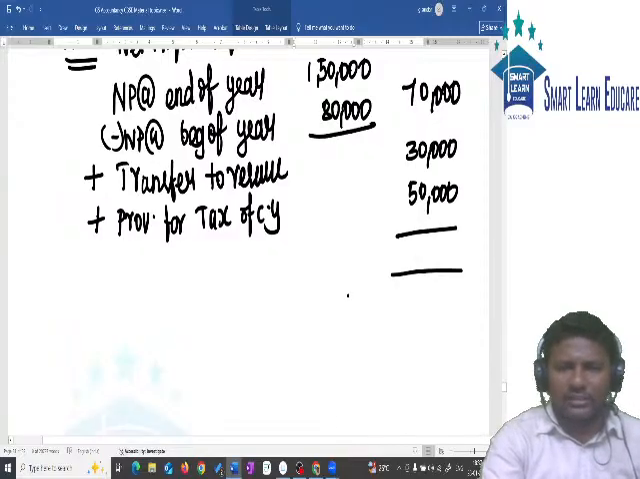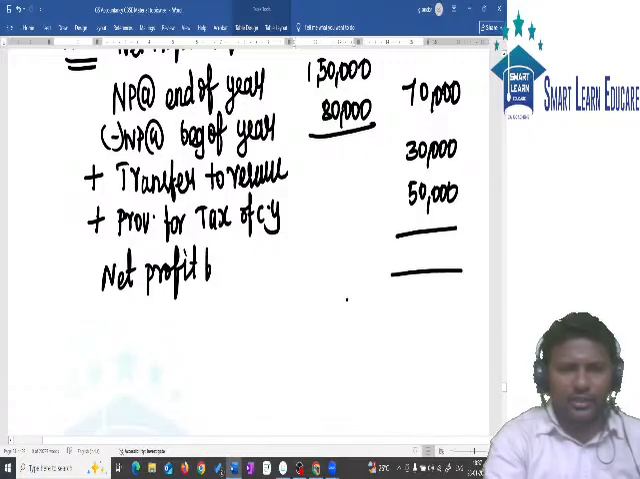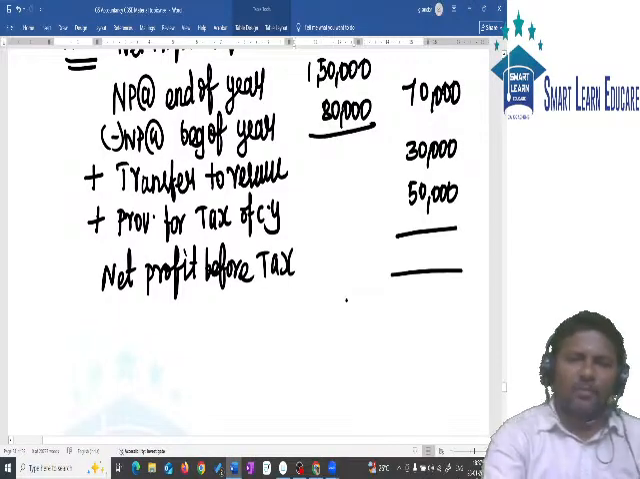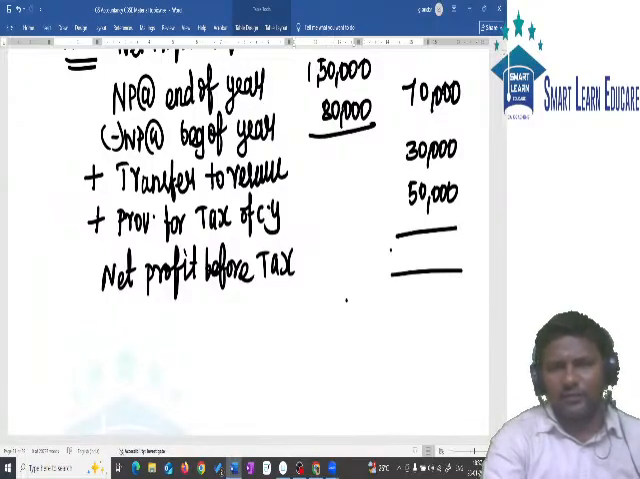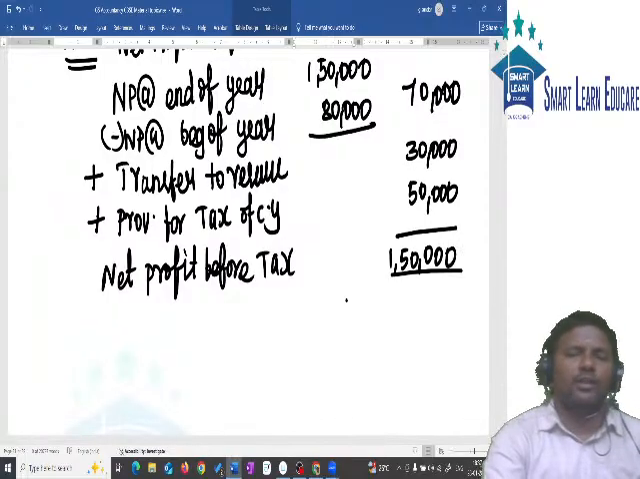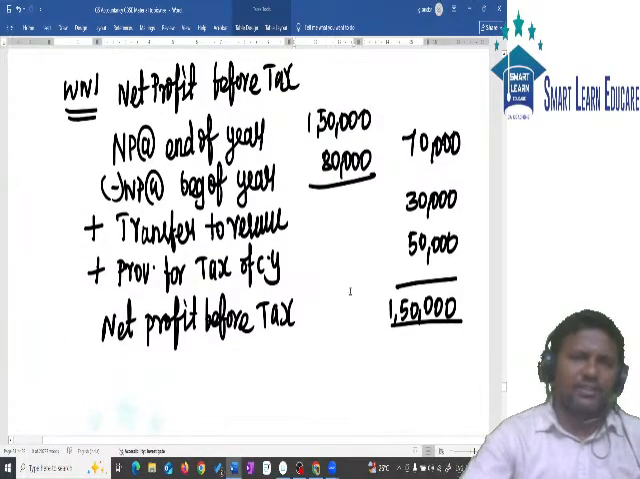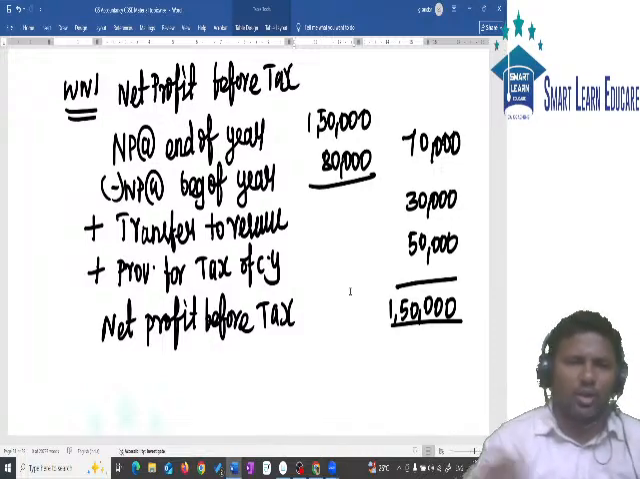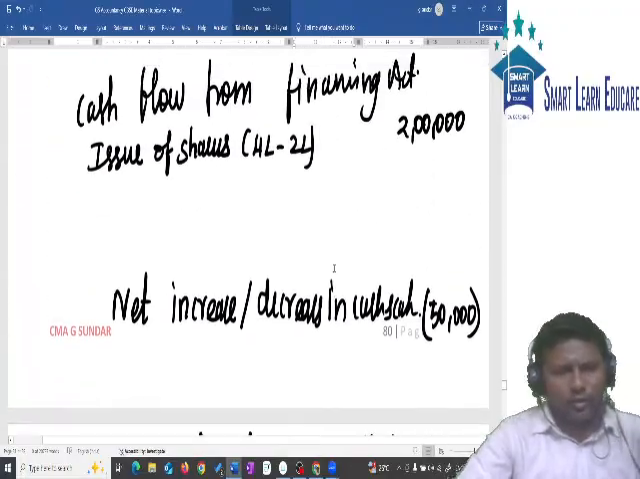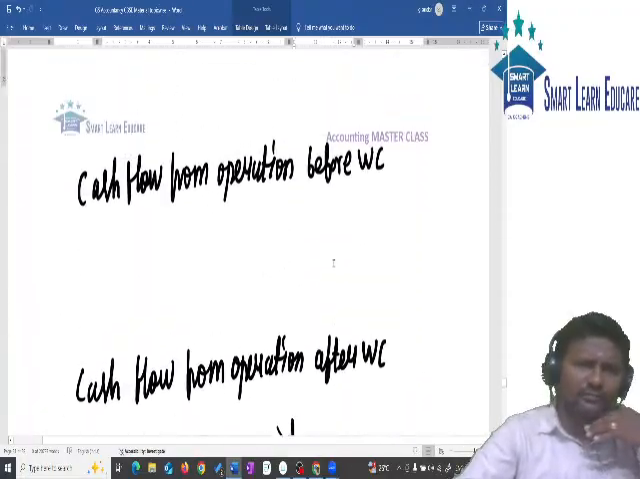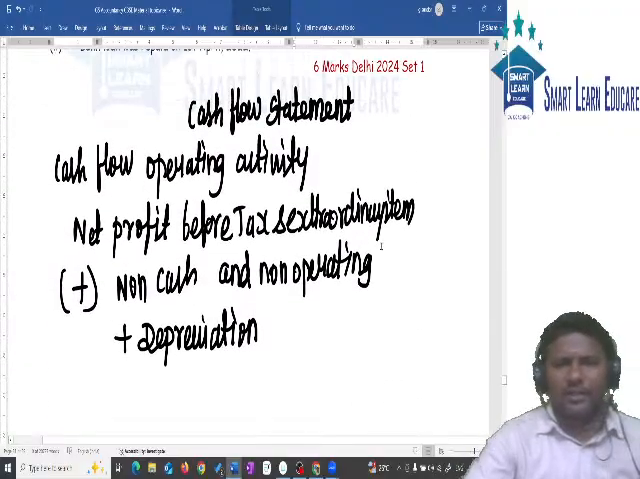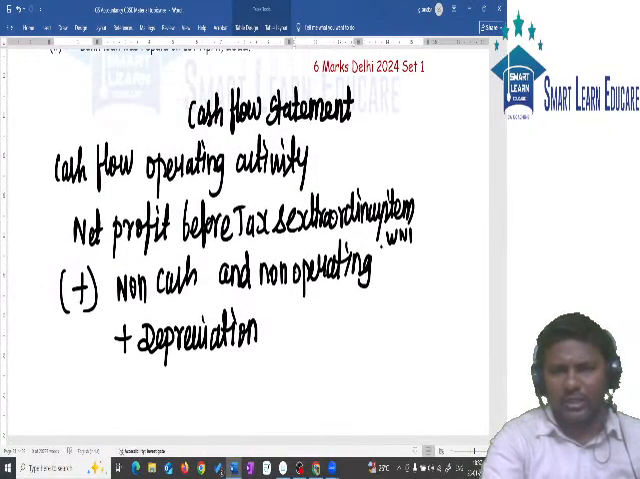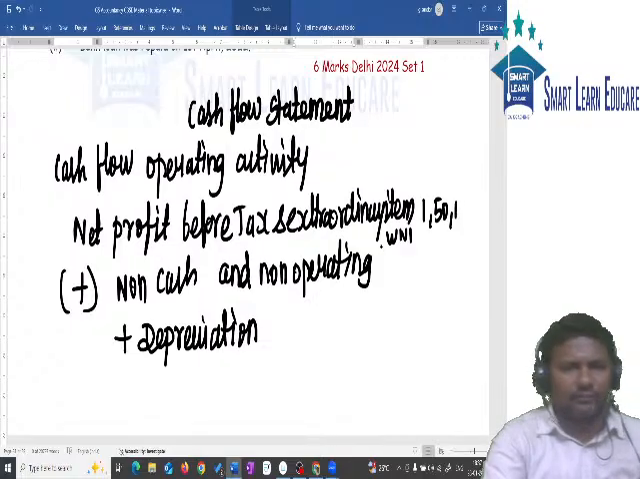அப்ப if you add all these three, net profit before tax will give you 70 plus 30 plus 50. You will be getting 1,50,000. Go to working note and the solution ponga. Solution la first part, net profit before extraordinary items irukla, working note 1 idhula you should write 1,50,000.